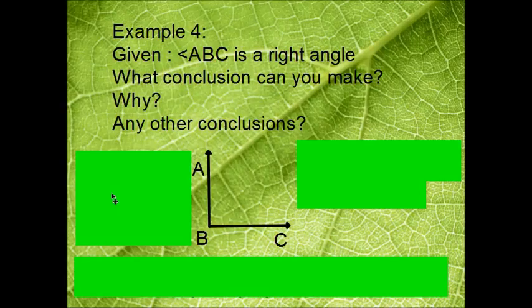Alright, here's our last one, so I want you to think about this. ABC is a right angle. What conclusions can you make and why? And I want you to think, are there any other conclusions you can make? Let's press pause. Let's write down some things that we can think of, and let's check back.